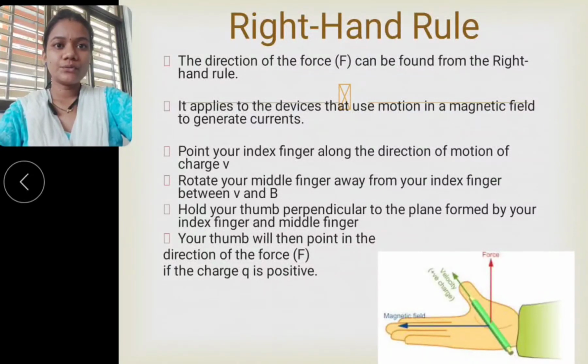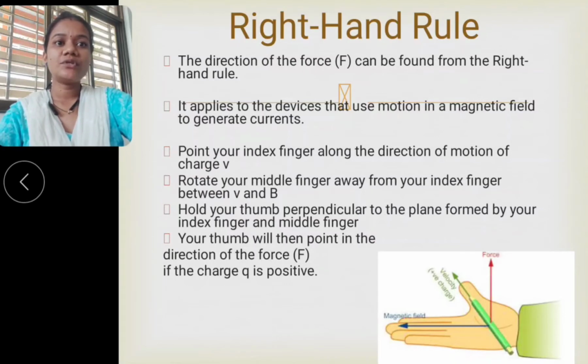Hello everyone. We are continuing with the electric and magnetic circuit, and our next topic is the right hand rule. As we know, in this figure we can understand the right hand rule. The direction of force can be found from the right hand rule.